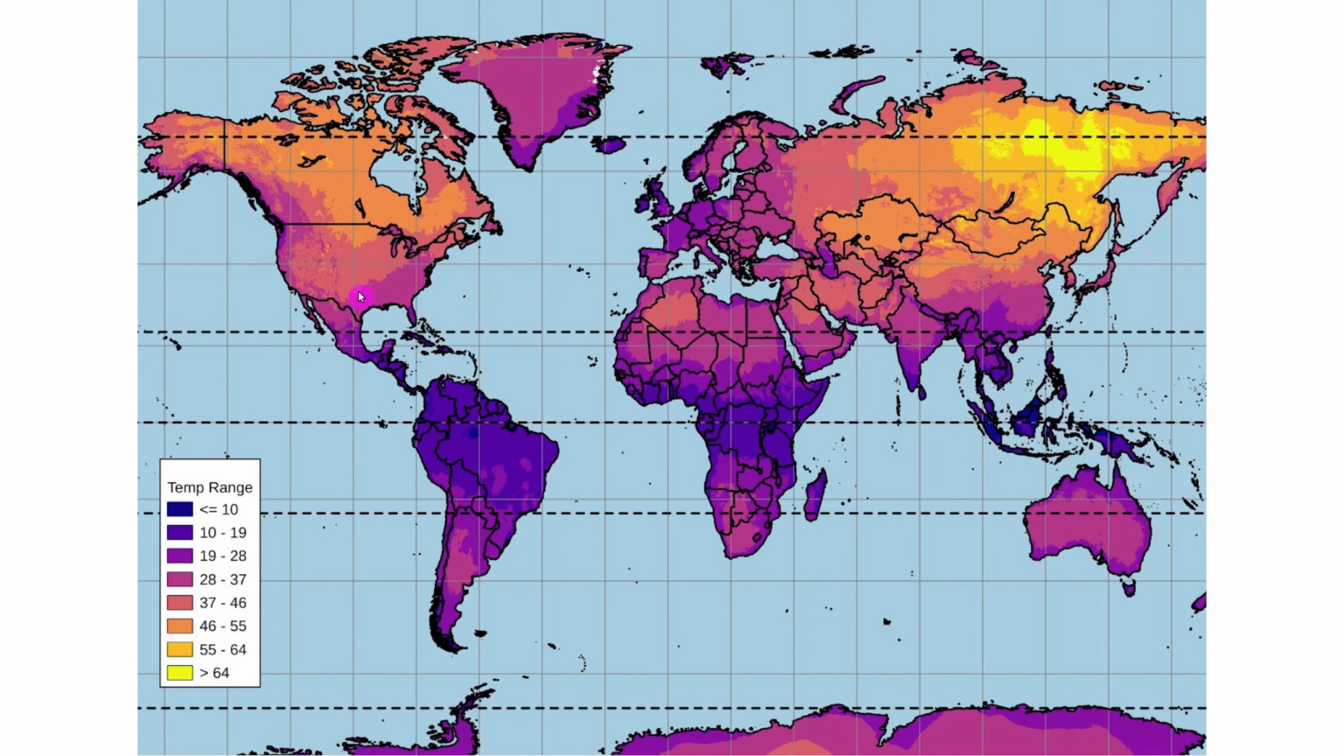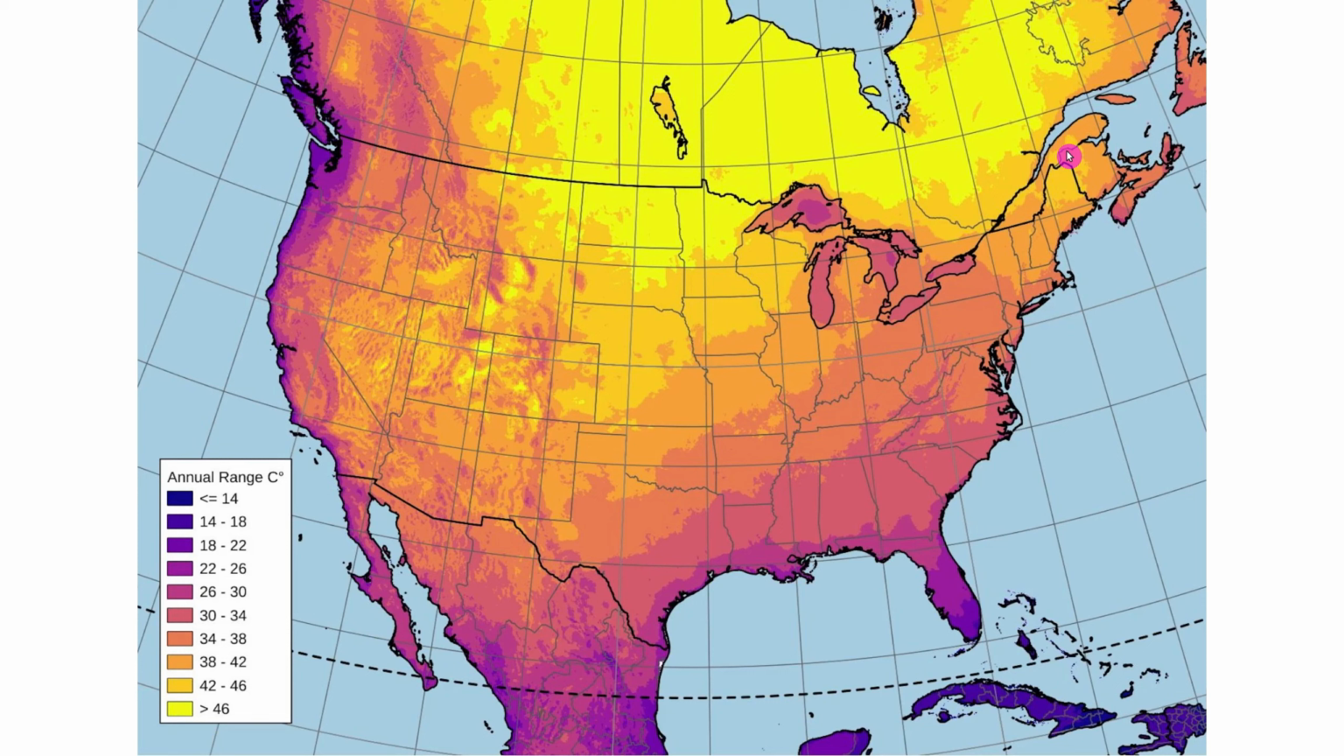Temperature range again, it's latitude and continentality. Temperature range in the United States, you can see the lakes don't change temperature a whole lot. They don't heat up a lot, they freeze, but it's mainly latitude and continentality. The farther inland you go, the higher the range is. As you move inland from the coast, the range gets higher and higher.